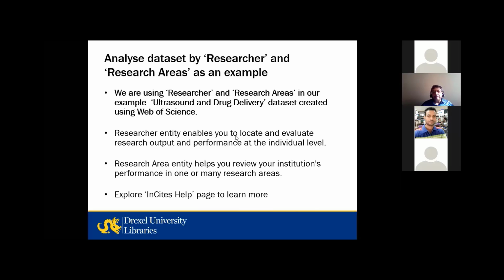Researcher entity enables you to locate and evaluate research output and performance at the individual level. So for each researcher, you can find the data. And research area helps you review your institution's performance on one or many research areas. So these are, again, remember, interdisciplinary areas. So you can see which area within your university has more papers published. So you can do a lot of different things. And again, I want you to look at Insights help to learn more details. I just highlighted two core important things that explain what researcher and research area is.